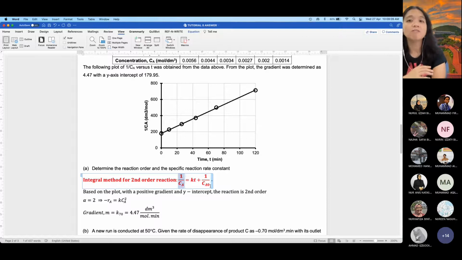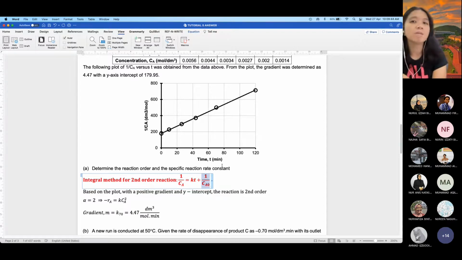From the equation, the important thing is to first know what the y-axis data is, what the x-axis data is, and then we can know what the gradient is and what the y-intercept is. In this case, the y-axis is 1 per CA, and time is the x-axis, which is correct from the plot. So K should be my gradient or slope, and 1 per CA naught is my y-intercept. Okay, we understand that.